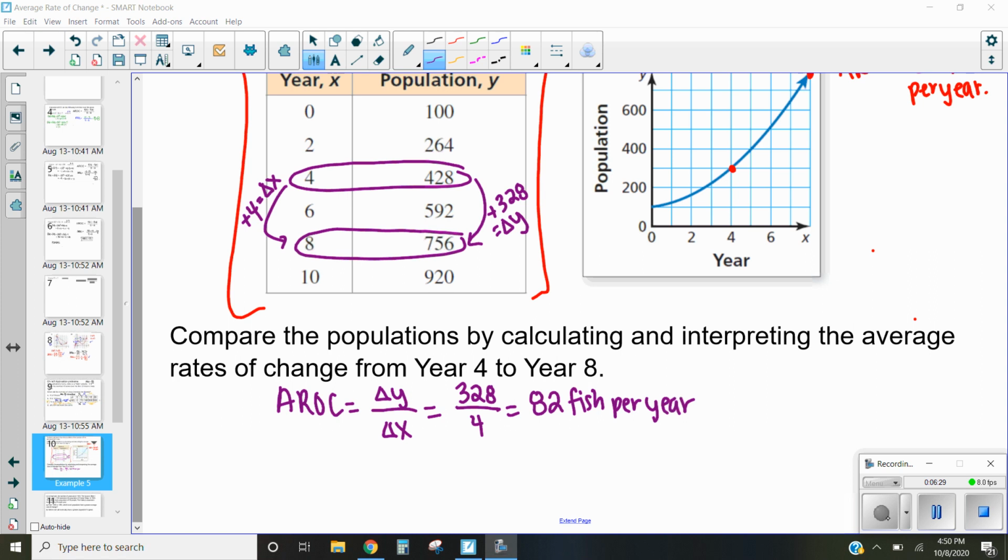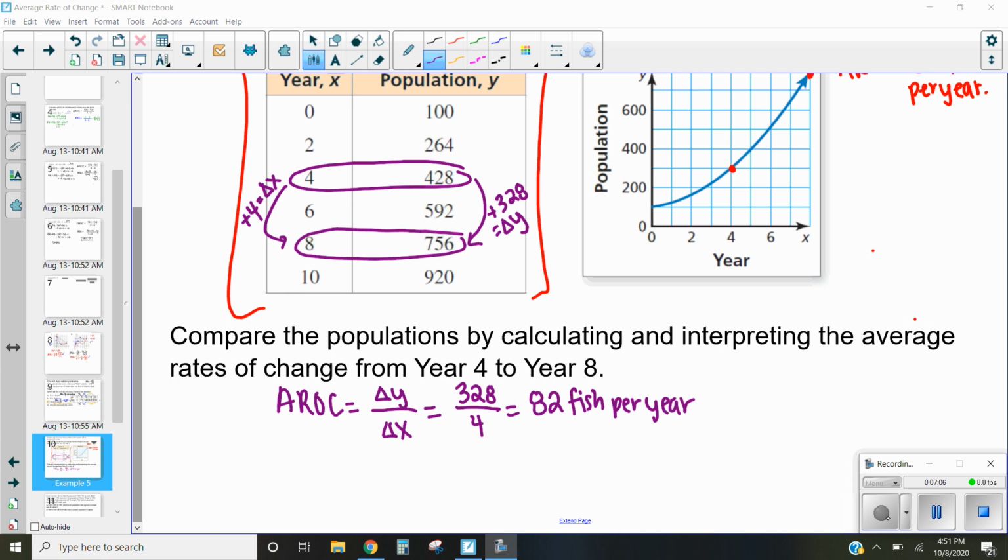So remember, our average rate of change is going to be the change in y over the change in x. And so as we're calculating this, we want to write our change in y, which is 328, over our change in x, which is 4. And that 328 divided by 4 is 82. Now that 82 needs to have a label on it because this is a story problem, a word problem. And our measurement is the population of these two species of fish every year. And so our average rate of change is 82 fish per year. So every year that we go up, on average, the fish increase by 82.